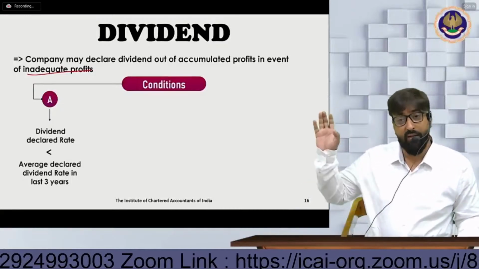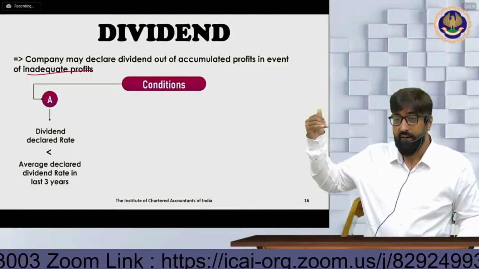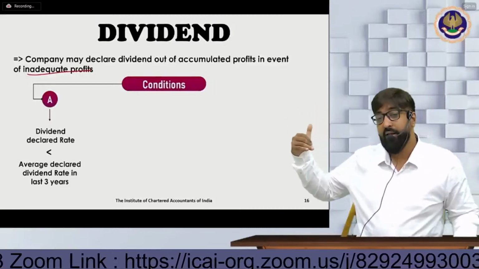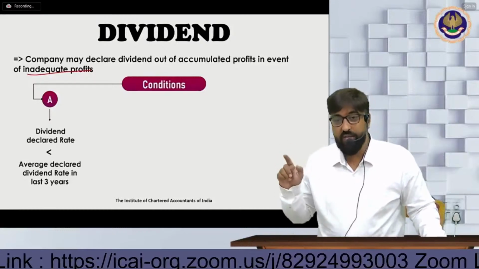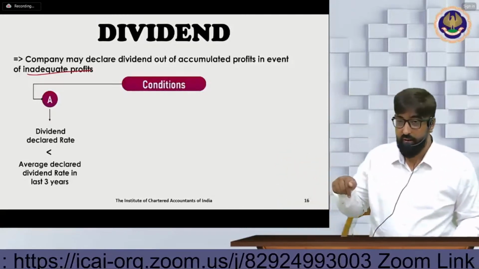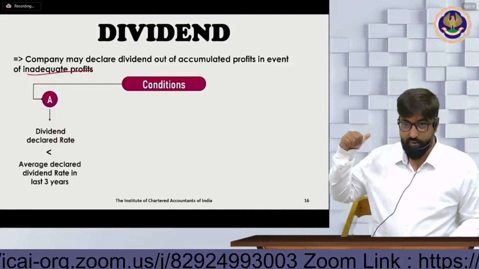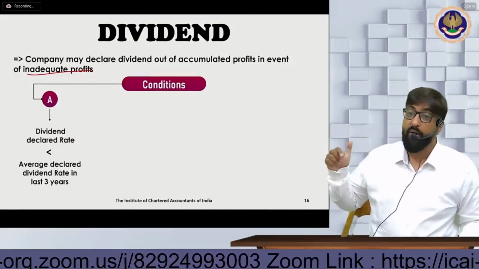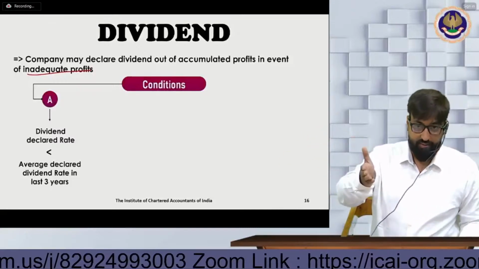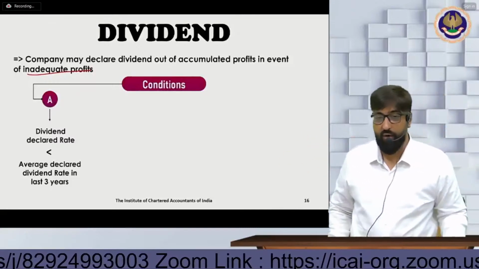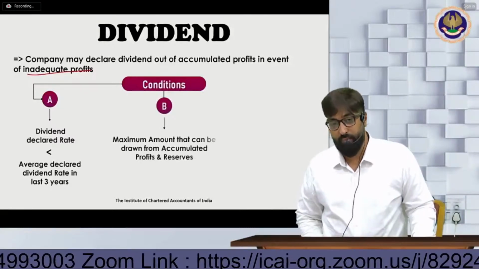In the past 3 years, in the first year you declared 10% dividend, in the second year 11% dividend, in the third year 12% dividend. So the average is 11%. Now in the fourth year you do not have sufficient profit, so you use past year profit. You have sufficient past year profit, but your dividend rate should not be 20%. It should be less than 11%. Not more than 11%.